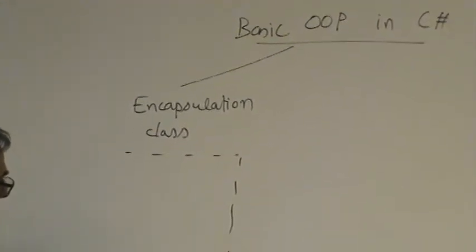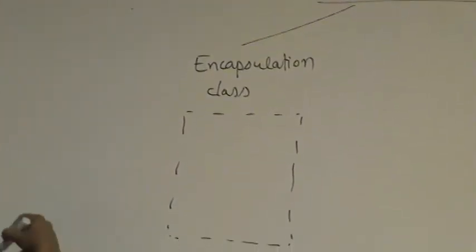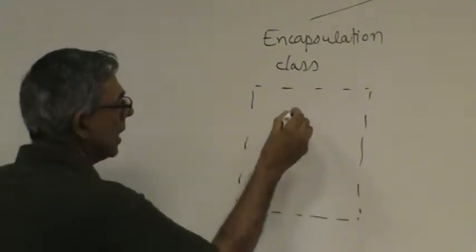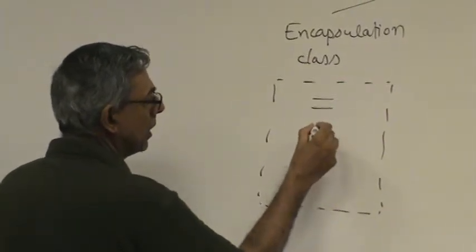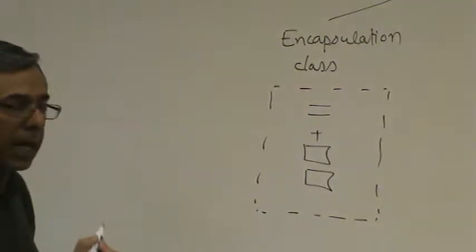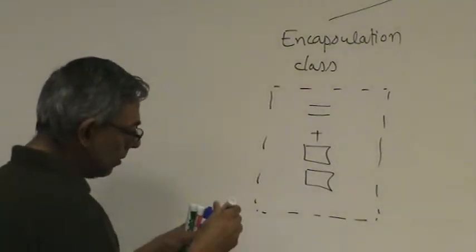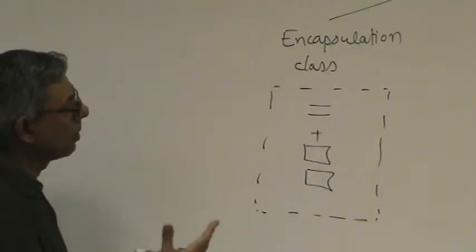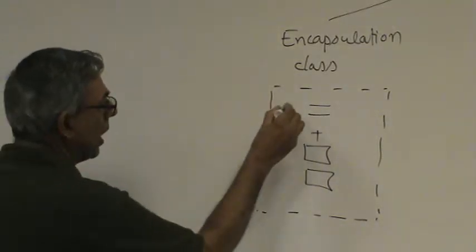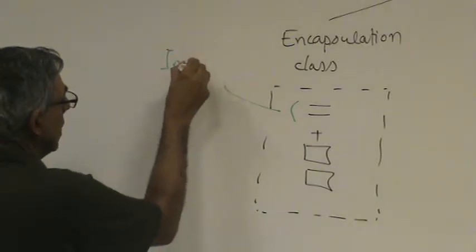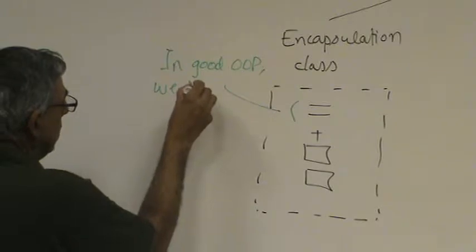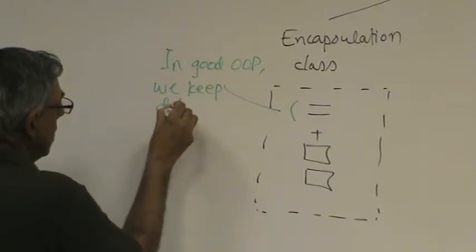And not only that, we put the related data and the related functions inside the class, okay? Pretend these are the variables or the data, the boxes are the functions or the methods, right? We also wanted to follow good object-oriented programming principles. In good OOP, we keep data hidden.